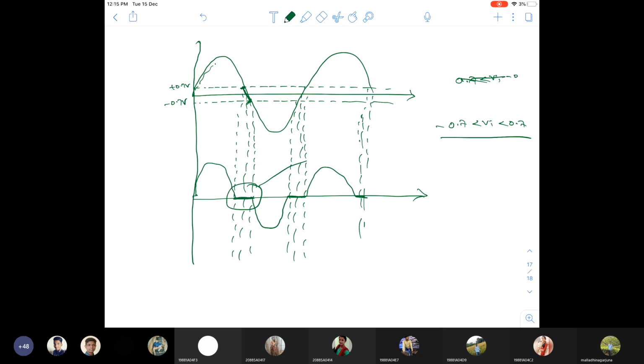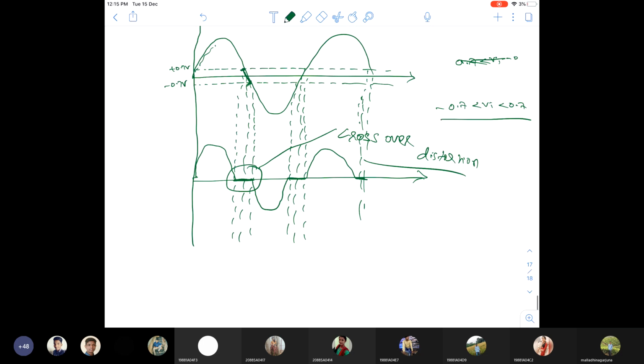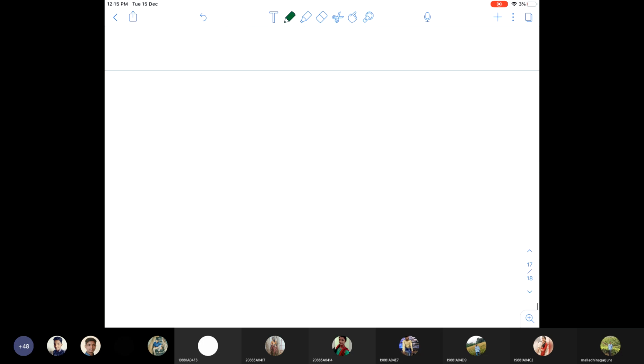So this distortion we call crossover distortion. The NPN transistor will be on above +0.7 volts. The PNP transistor will be on below -0.7 volts. So if the input lies between -0.7 and 0.7, neither of the transistors will be on. Therefore the output voltage will be 0 during the period between -0.7 and +0.7. That zero, that distortion, we call crossover distortion. Okay, how to eliminate this crossover distortion?